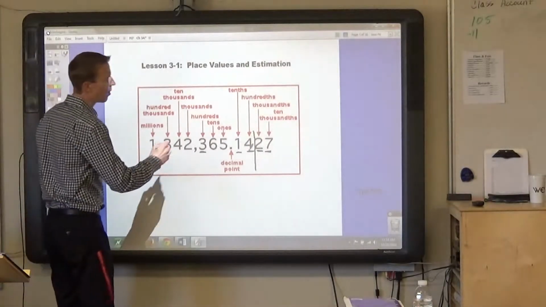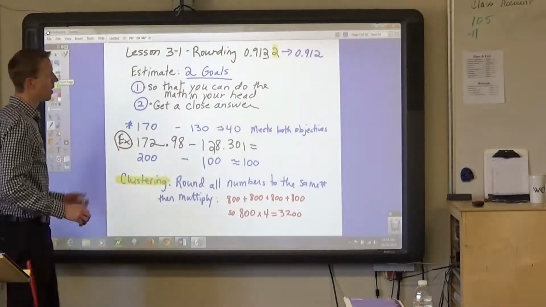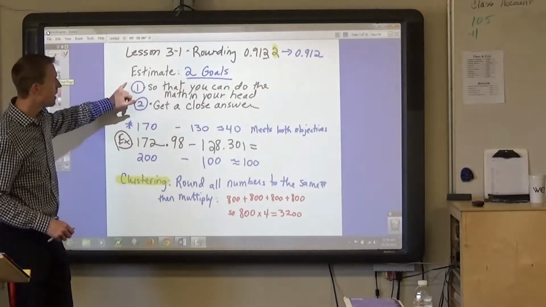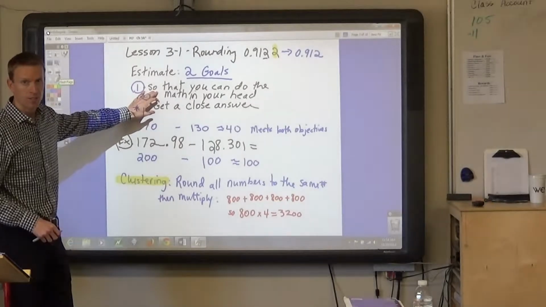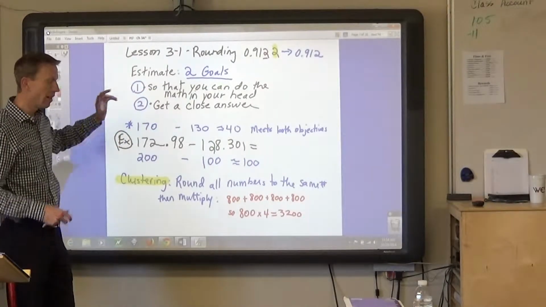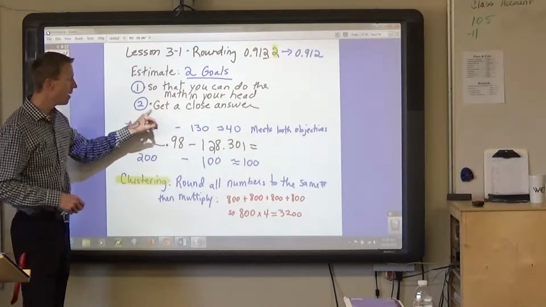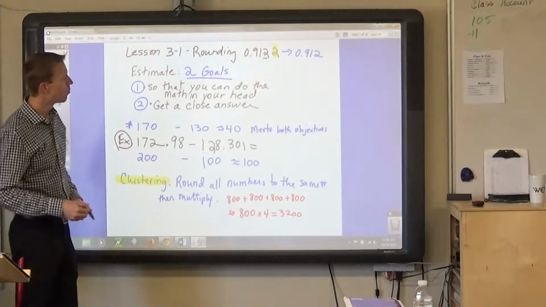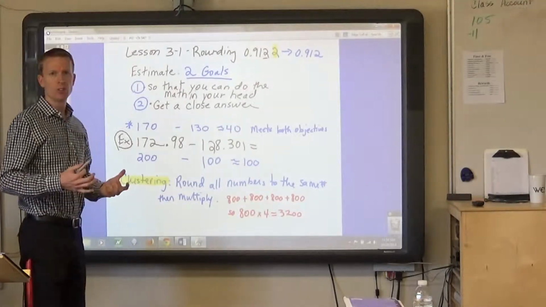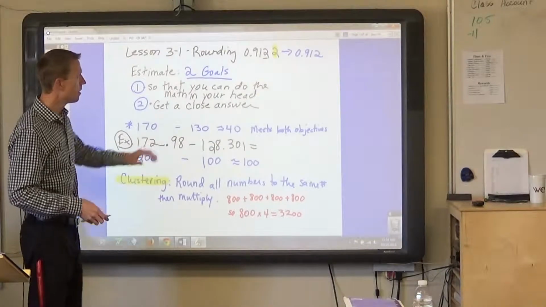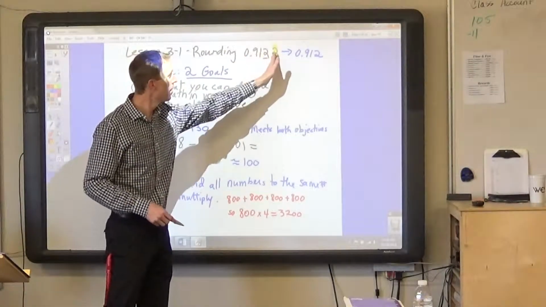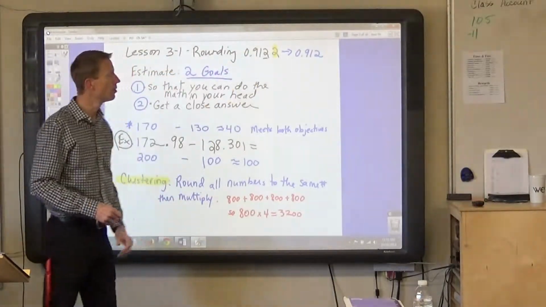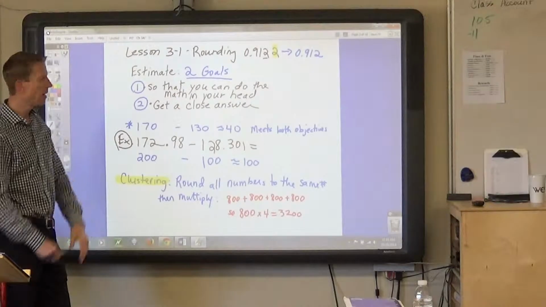So, we're going to talk about estimation. Now, there's 2 really important goals with estimation. First of all, you estimate so that you can do the math in your head. We want to be able to do the math quickly. And you want to estimate to get a close answer. So, when you're rounding, most of the time you're going to round to a whole number, looking at the numbers behind the decimal point and deciding, should I round up to the next whole number, or should I keep the whole number as it is?